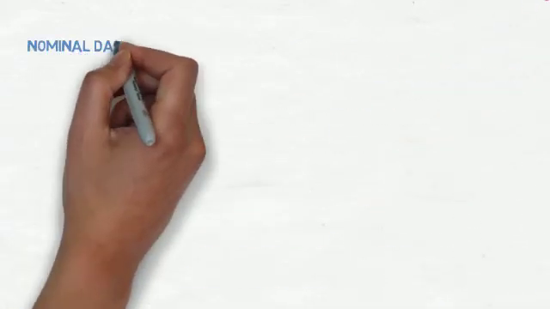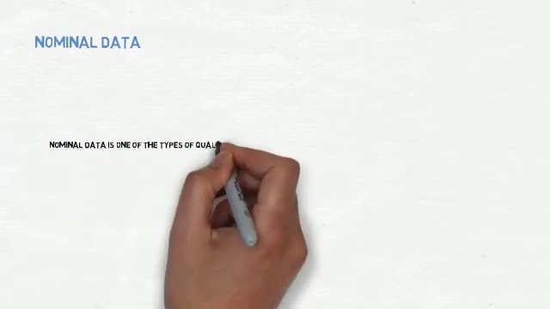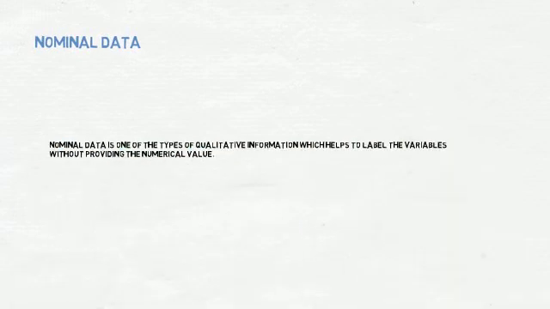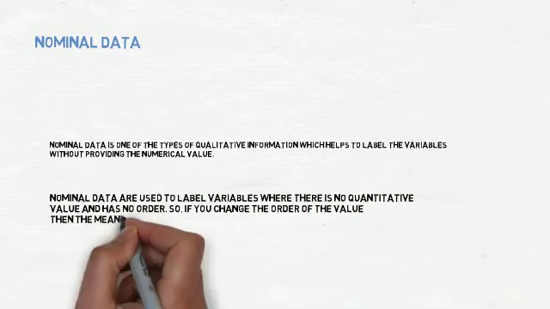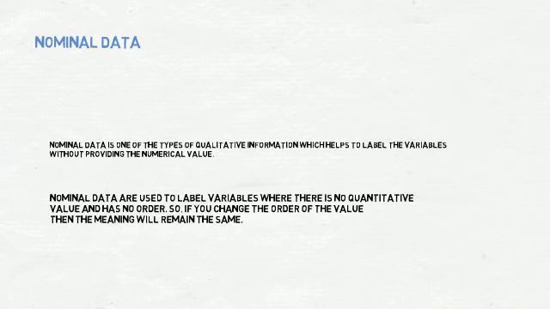Nominal data is one of the types of qualitative information which helps to label the variables without providing a numerical value. It is used to label variables where there is no quantitative value and has no order. So if you change the order of the values, then the meaning will remain the same. And the name nominal comes from the Latin word nomen, which means name.